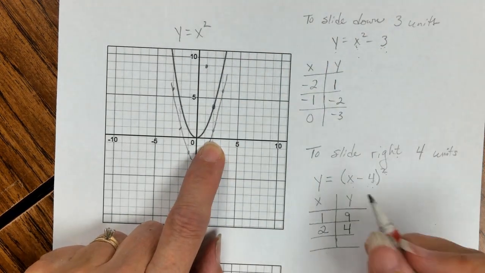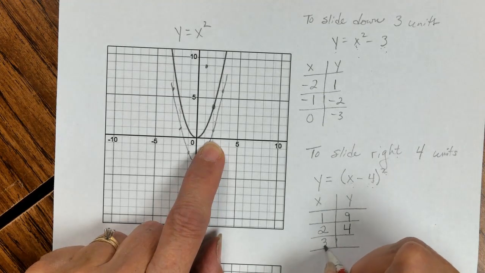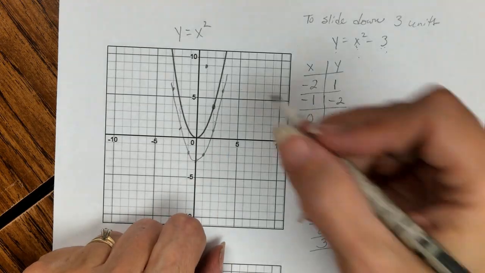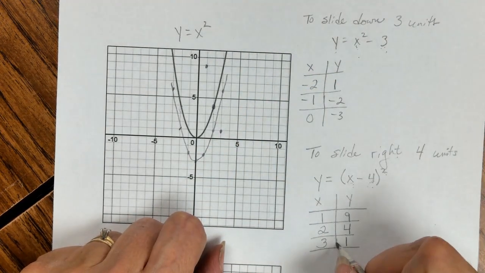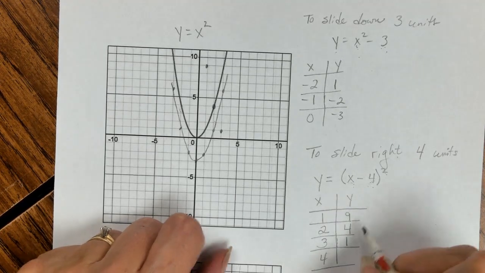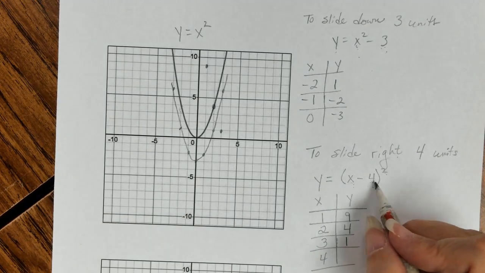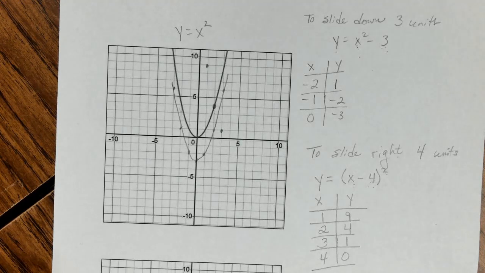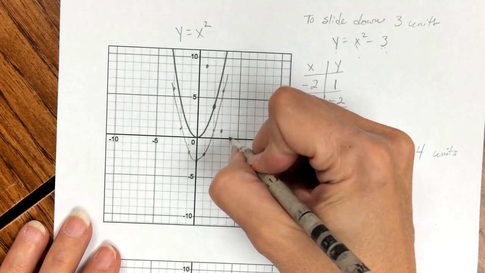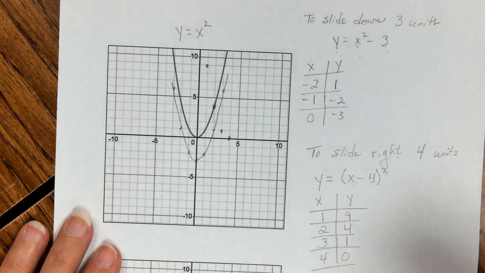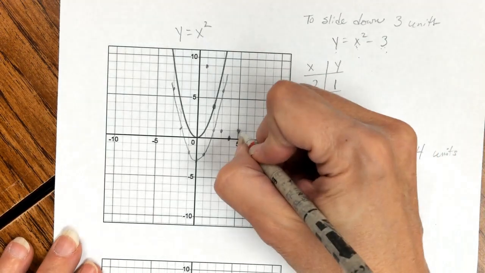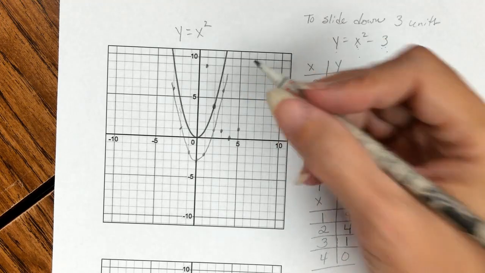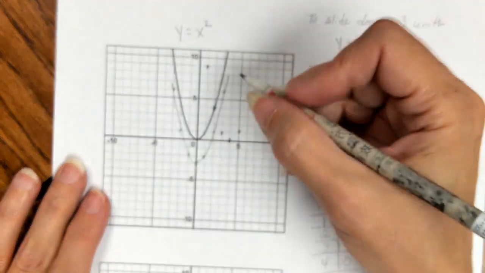Okay, when x is 3, 3 minus 4 is negative 1. Squaring that, we get a 1. 3, 1. When I choose 4, 4 minus 4 is 0. 0 squared, 0. Okay, and if we go to 5, 5 minus 4 is 1. It's coming back up. 5, 1. Okay, it's going to be the same shape. It's just been moved over.